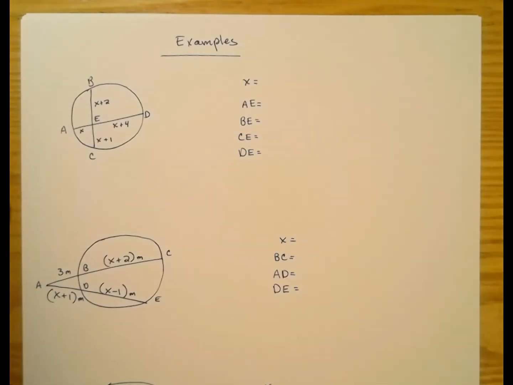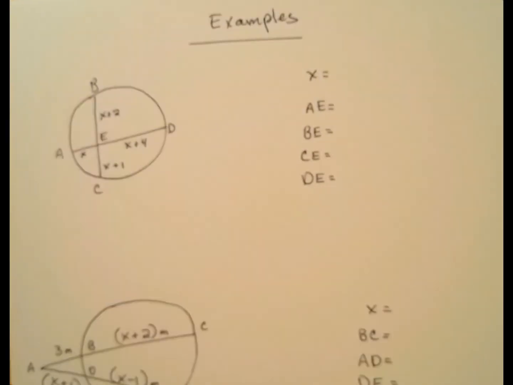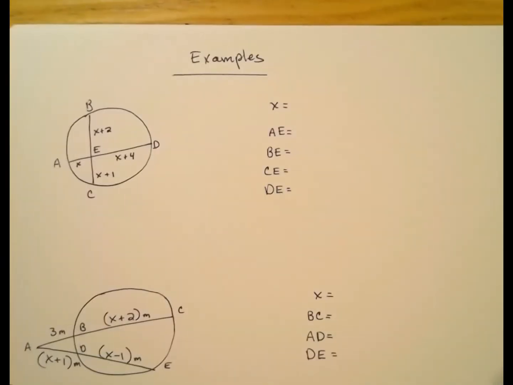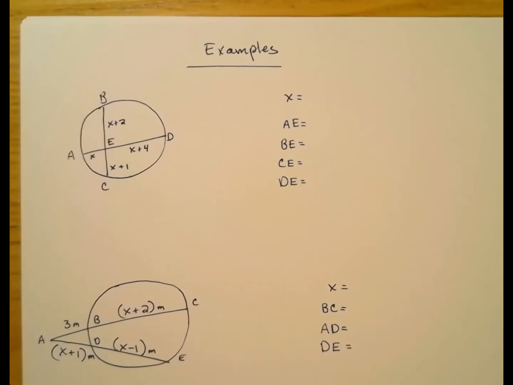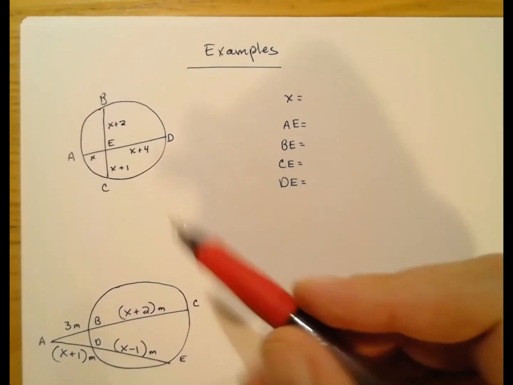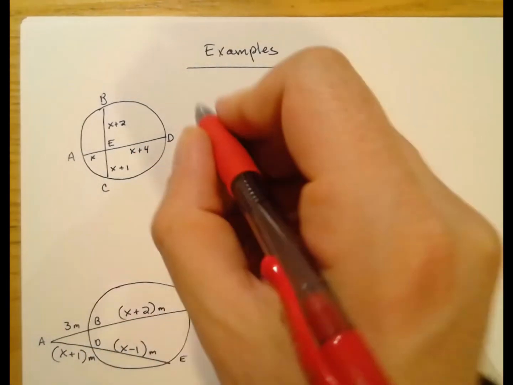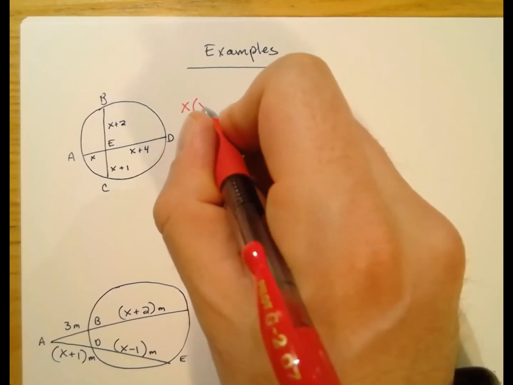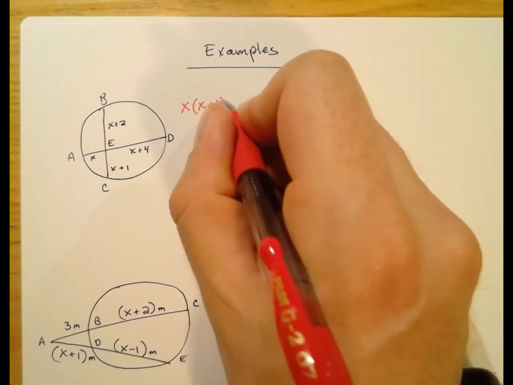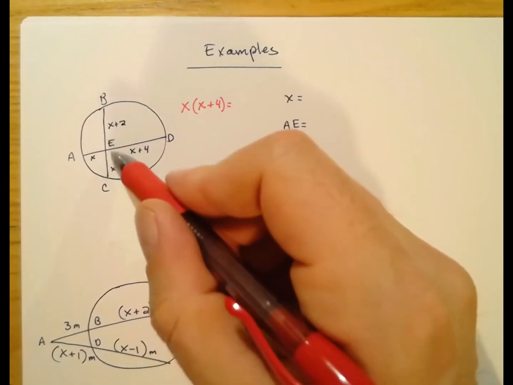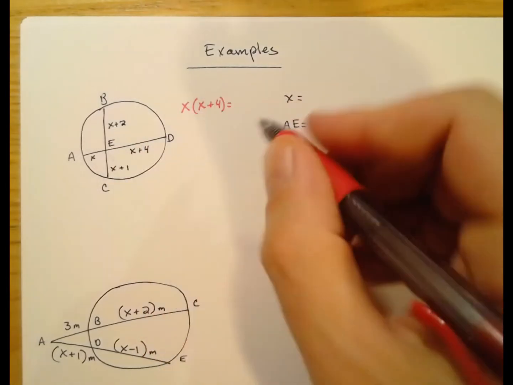So in this first situation, we have the two chords. That's not focused. That's not focused either. All right, that's okay, I guess. We have the two chords intersecting inside the circle. So the product of this portion times that portion is going to be exactly equal to this portion times that portion.